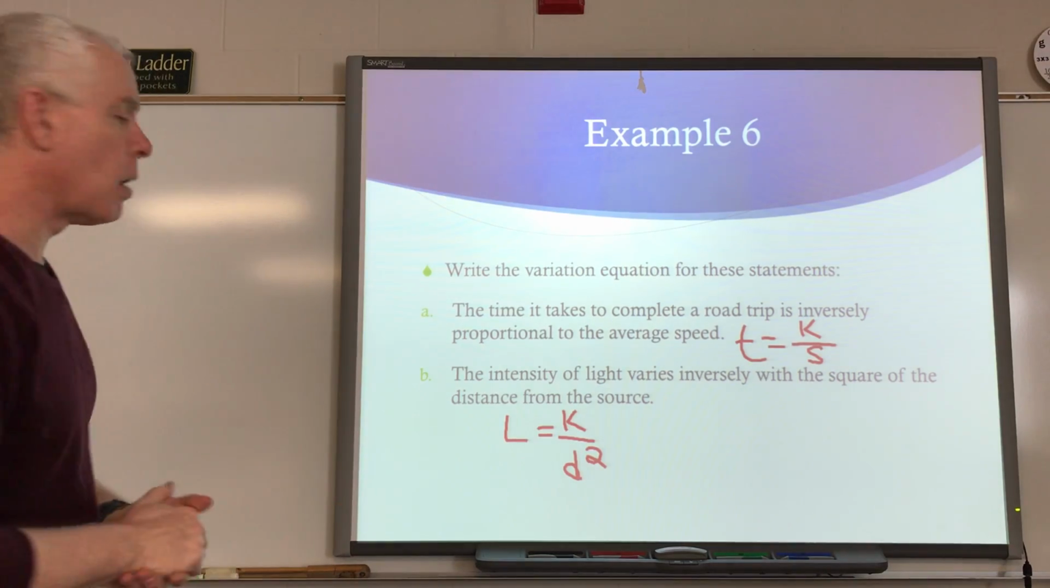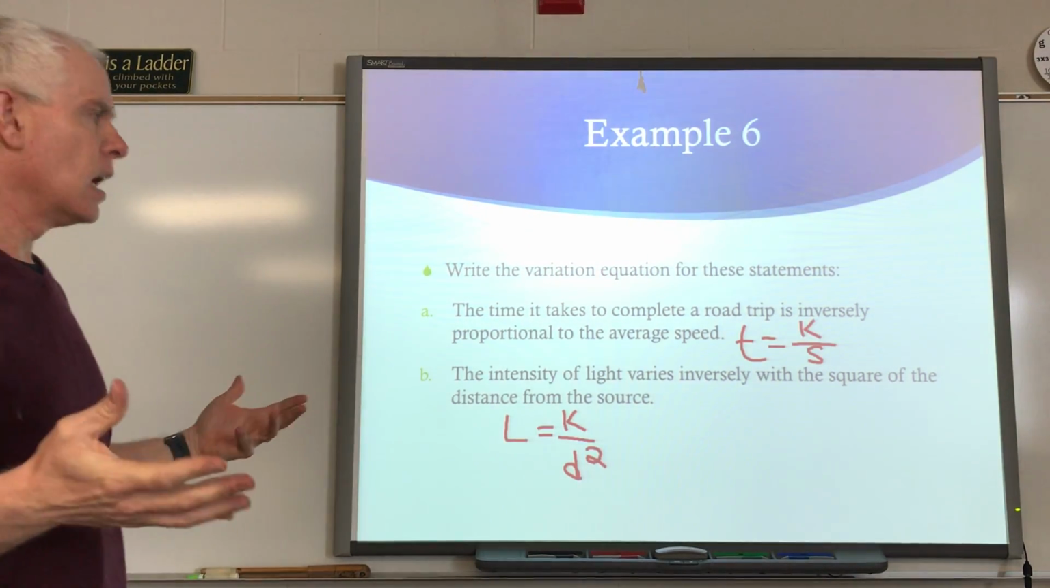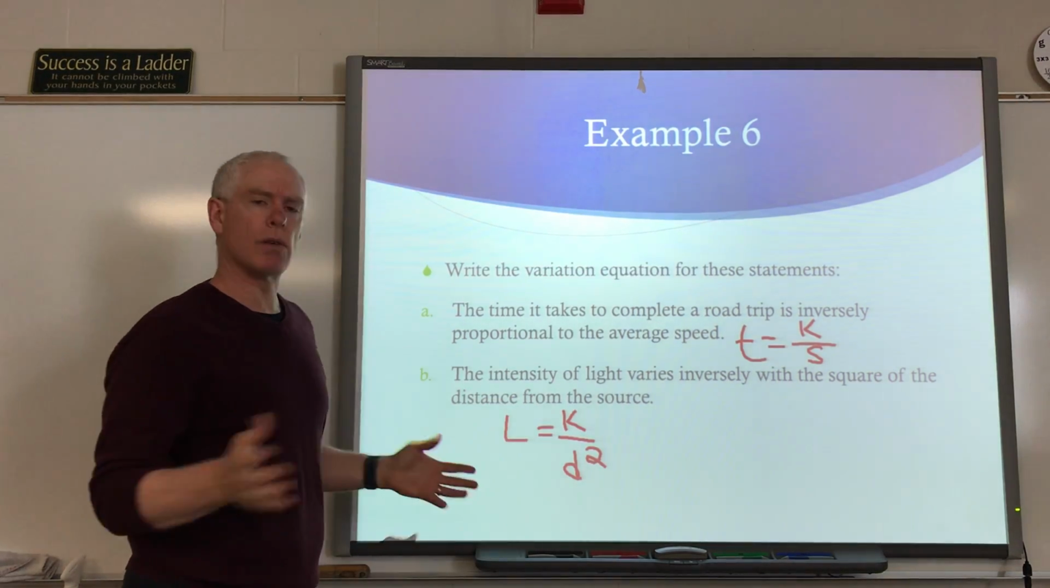Those problems are simply that. They're asking you to write a model that would match that. Eventually, we're going to go through the process to solve for k and predict like we did with direct variation. But for now, we're going to stick with just writing the equation.